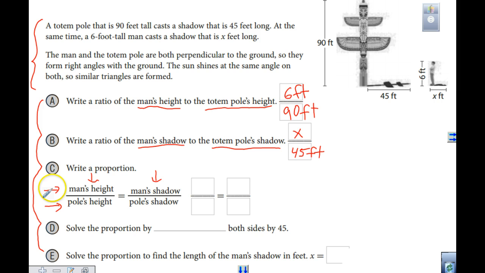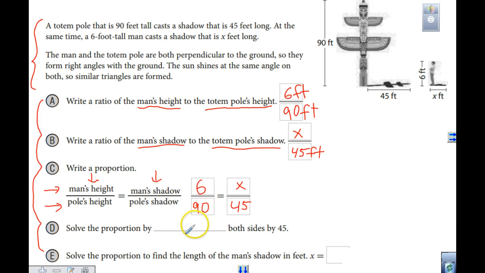Now, these can be switched. If you put the pole's height and shadow on top and the man's height and the man's shadow on the bottom, it's still the same. It still works just fine. Likewise, if you put the shadows here and the heights here, that's fine. So your proportions may not look exactly the same tomorrow when you check your answers, but if you get the same answer, you're all the same.